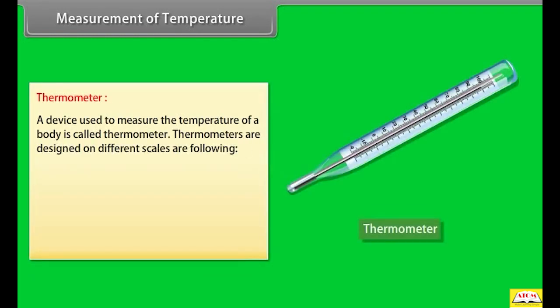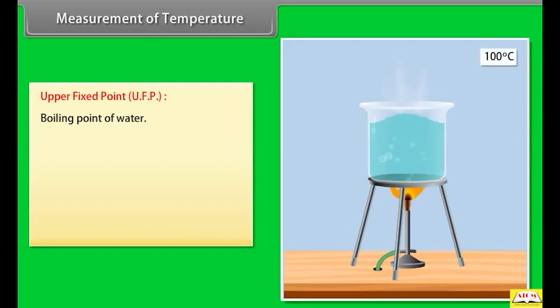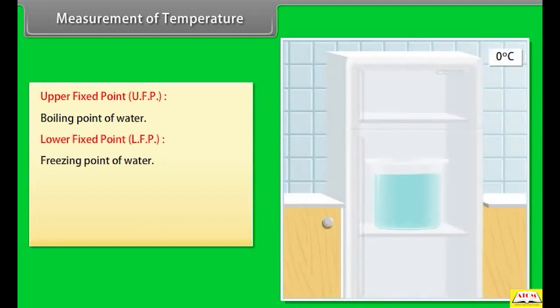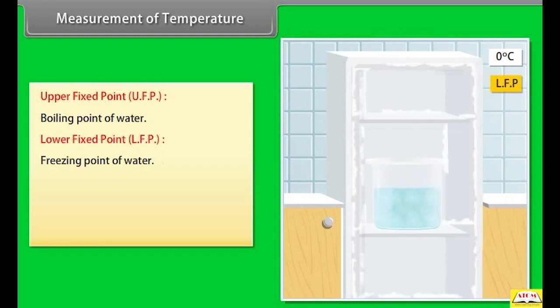Measurement of temperature. A device used to measure the temperature of a body is called a thermometer. Thermometers are designed on different scales as follows: Celsius scale, Fahrenheit scale, Kelvin scale, and Reaumur scale. Boiling point of water is known as the upper fixed point. Freezing point of water is known as the lower fixed point.